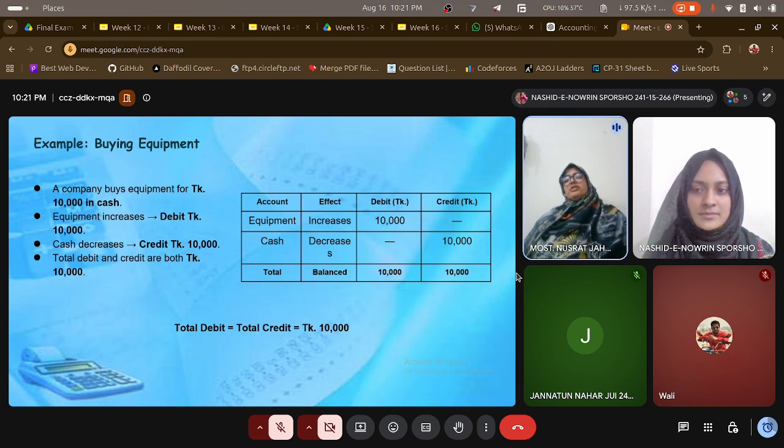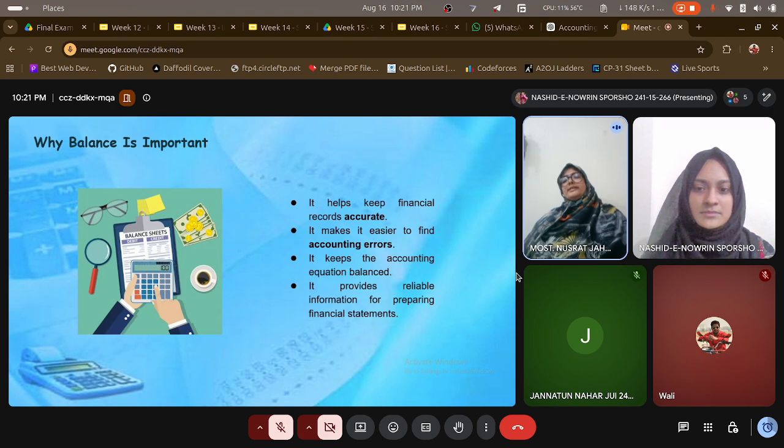So in this transaction, the equipment account receives a debit of taka 10,000 while the cash account receives a credit of taka 10,000. Therefore, the total debit is 10,000 taka and the total credit is also taka 10,000. This example shows an important principle of accounting. Every transaction affects at least two accounts and the total debit must always be equal to the total credit. Next slide, why balance is important.